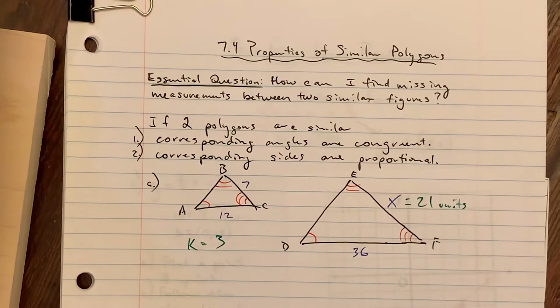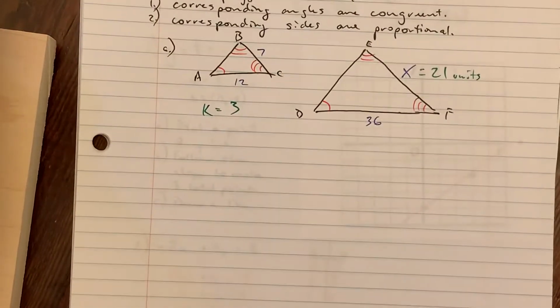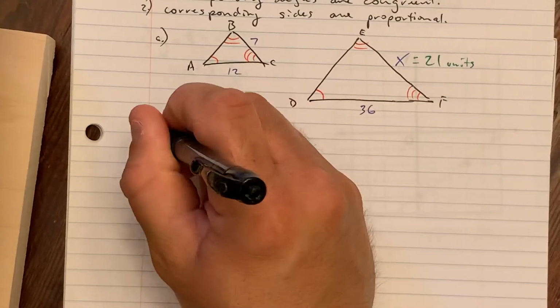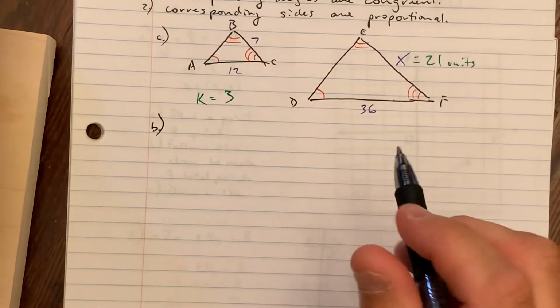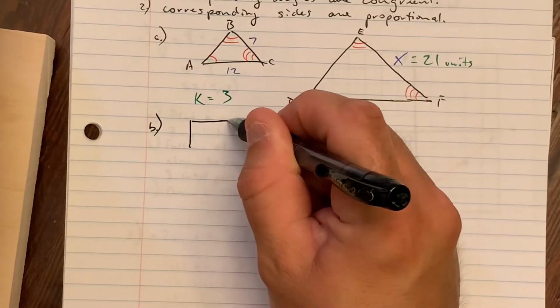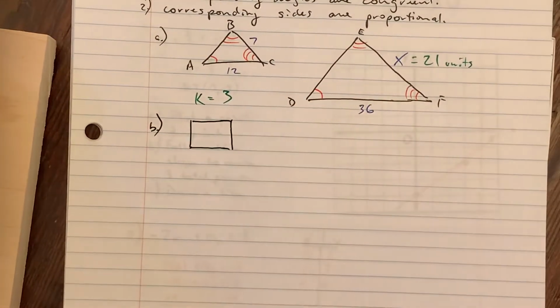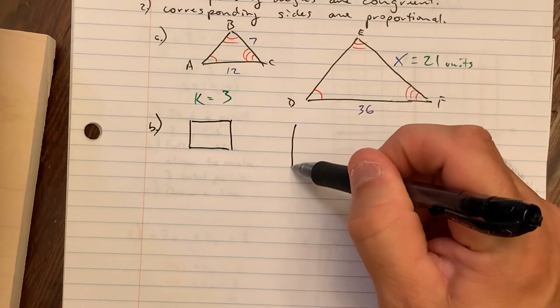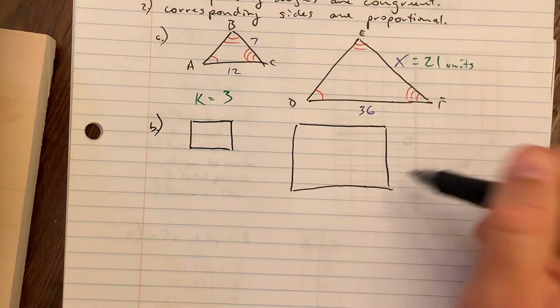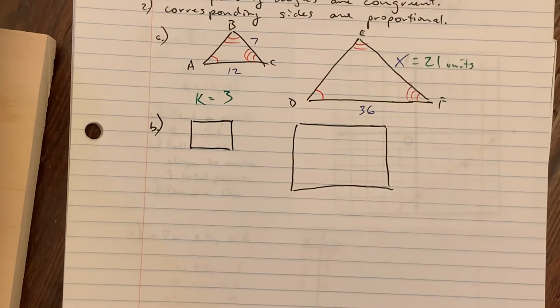So this length is 21 units. Sometimes the numbers are that simple to work with. However, sometimes they are not. Let's go to example B. I'm going to give you this quadrilateral and that quadrilateral.